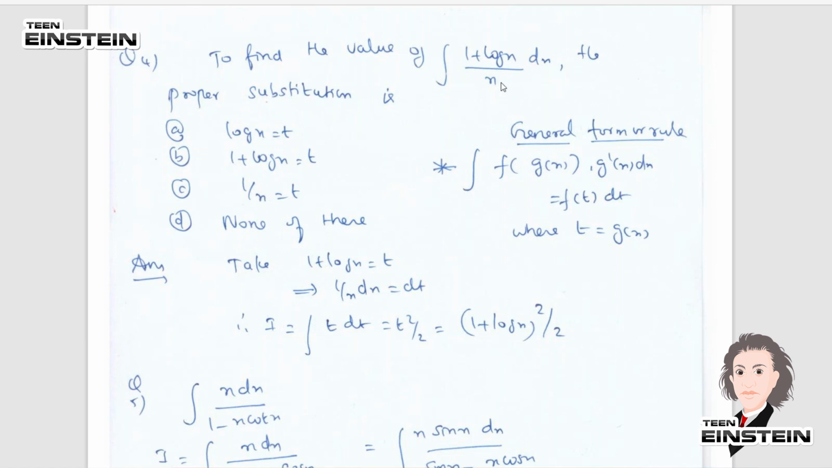What is integral t dt? It is t square by 2. What is the formula? Integral x to the power n dx is x power n plus 1 by n plus 1, provided n is not equal to minus 1. Use that formula. So what you are getting is t square by 2. Replace t in terms of x. t is 1 plus log x. So (1 plus log x) the whole square by 2. Is it clear?